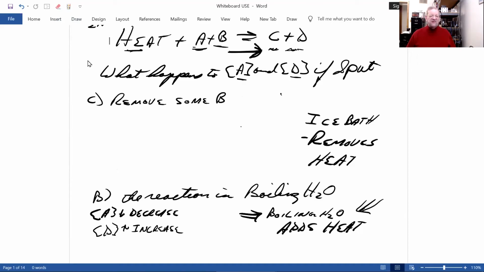What happens to the concentration of A and D if I remove some B? Your turn.